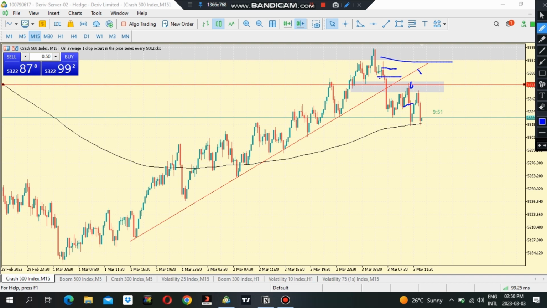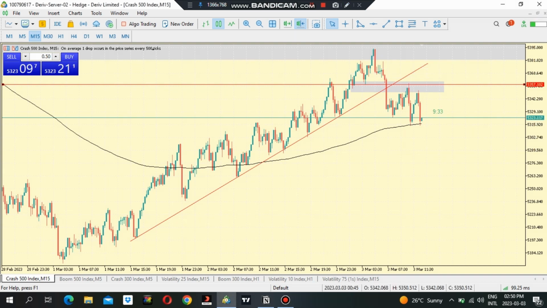Why? Because there's a small order block, right? Small order block plus our trend line. So this will be a perfect entry. So if it pulls back to this entry over here, I'm going to enter my sells, right? And then for the take profit, using the strategy, right?